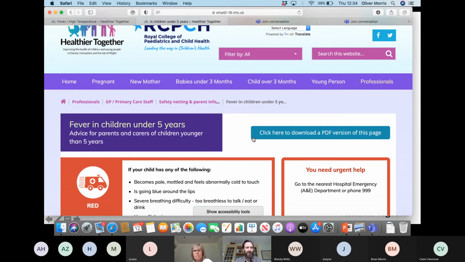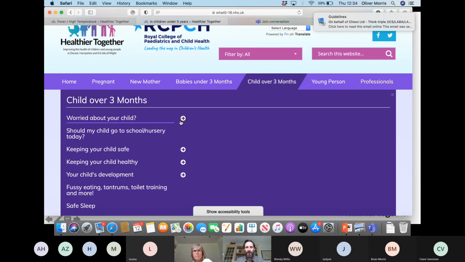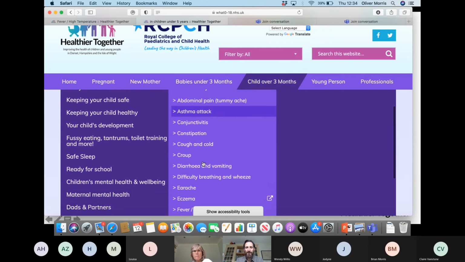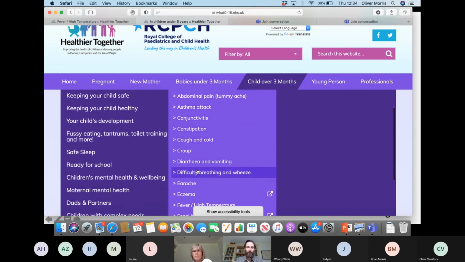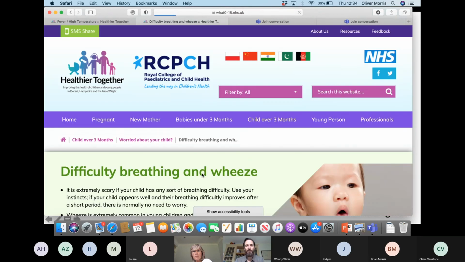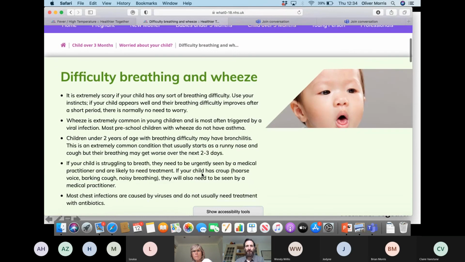I think the other one I was just suggesting that we look at briefly would be the difficulty breathing one, because that's obviously another really big area. So we've got that all under one umbrella here. There's a cough and cold if it's more just about those sorts of symptoms. But if we look at the difficulty breathing and wheeze, because we're going to see probably quite a lot more of that if you're not already, bronchiolitis and viral-induced wheeze is definitely on the increase at the moment.